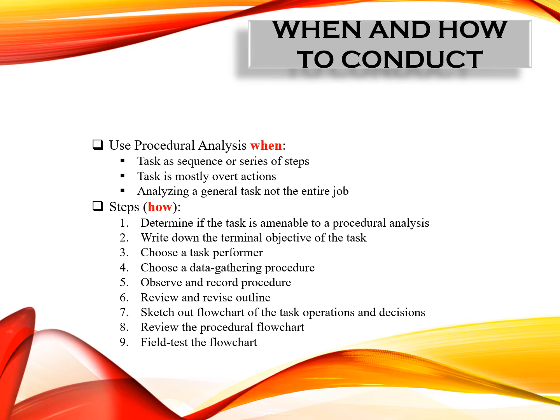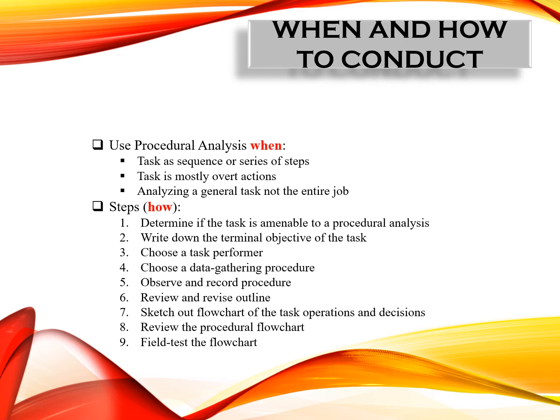The fourth step is to choose a data gathering procedure. Will you observe and record the performance silently, or does the performer have to talk about the task they are performing? The fifth step is to observe and record the procedure. You may want to use an outline to record the operation and decision points. The sixth step is to review and revise the outline. Have all the steps and decisions been included in the outline?